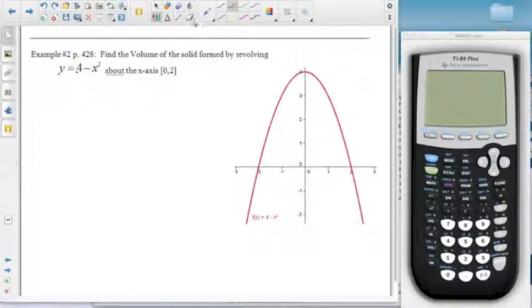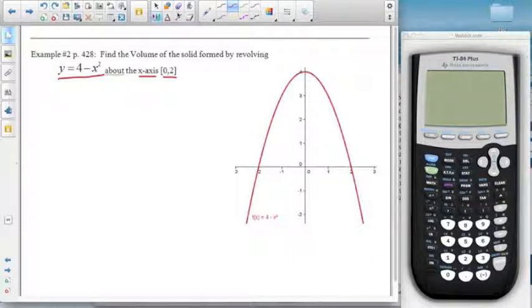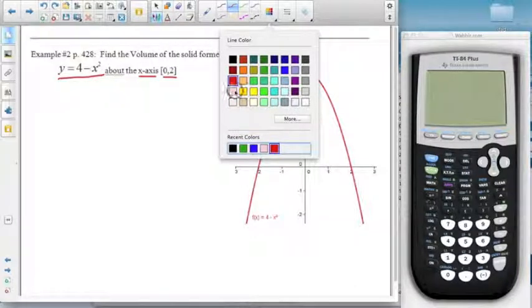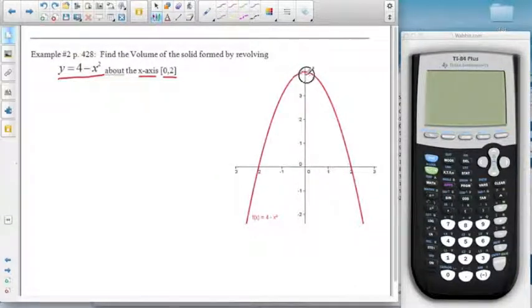Looking at this example, we have the function y equals 4 minus x squared, and we want to rotate that about the x-axis, and we're looking at the region from 0 to 2. So if we take a look at the function here graphed, really what we're doing is we're looking at just this region here in the first quadrant. So we're looking at rotating this region about the x-axis. So a couple of things that I like to do just to organize my information here is I like to note the axis of rotation. So our axis of rotation is here about the x-axis.